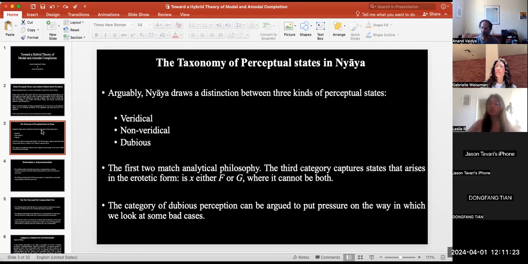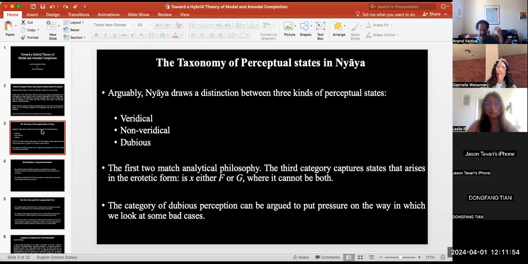And so what they do is they introduce a notion of what's known as erotetic content. Erotetic content involves questioning or inquiry as opposed to assertion. So we might have an erotetic content of, oh, is that a post or a person in the distance? Is that water or a mirage in the distance? Where the phenomenon arises in the question form, not in the assertion form.